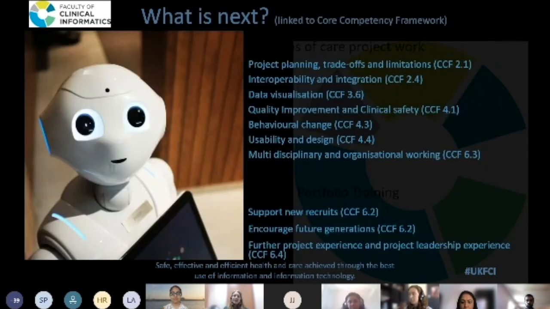So in terms of where I'm going next, I think for me, I really need to gain more experience on the ground, and this project work I'm going through, I've linked up to the core competency framework from the FCI, and I think that really helps me know where I might need to go next.